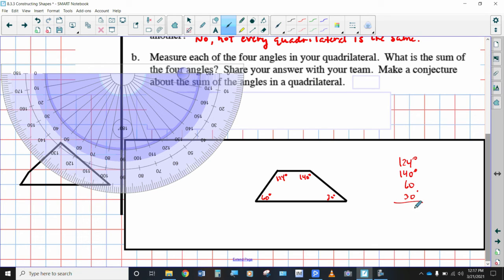I don't think this is right. I made a mistake in something. I'm going to go check it again. So this adds up to 354 degrees. It's actually supposed to add up to 360 degrees. So it wouldn't surprise me if I've got some of these angles a little bit wrong.